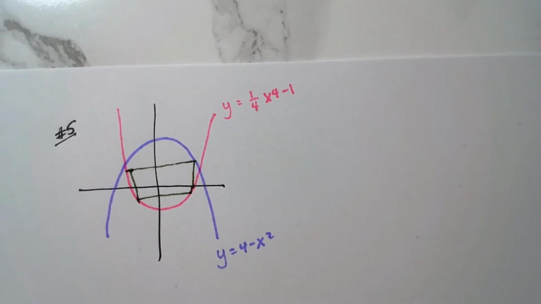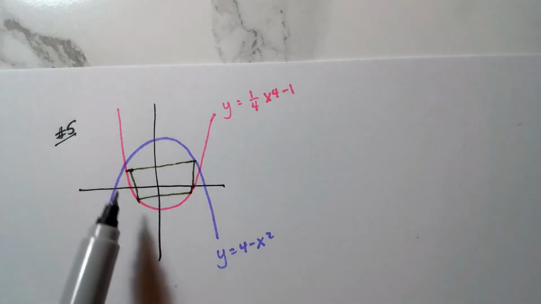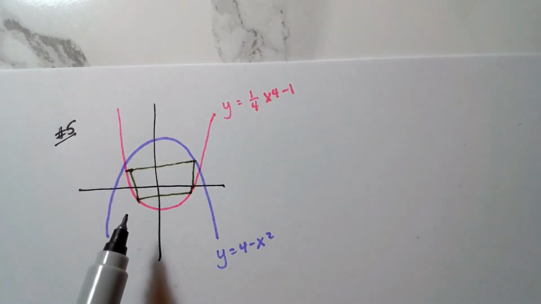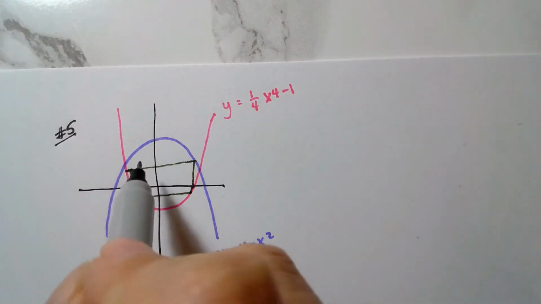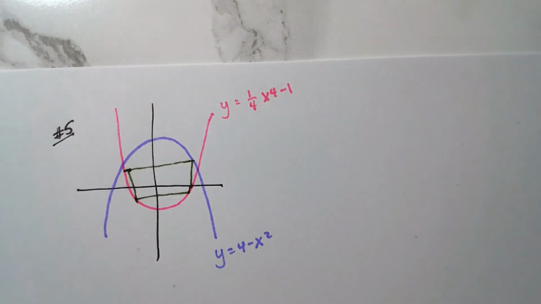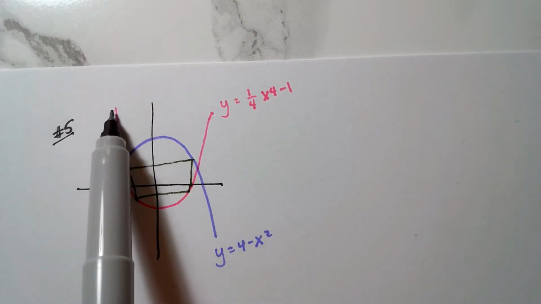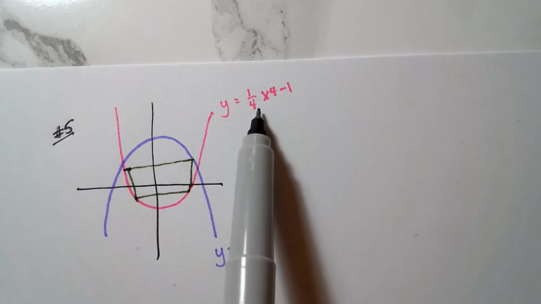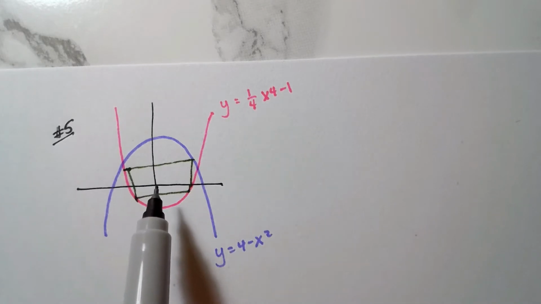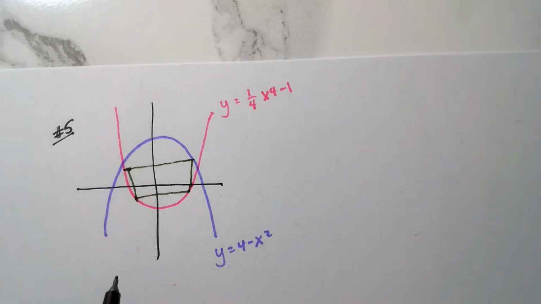Okay, I was asked to do number 5 from the homework from the textbook on optimizing this rectangle between two curves. So that's what I'm going to do. Sad looking picture, I know, but hey, I'm not an artist, okay? And what I do know is that this curve that opens up is the function 1/4 x to the 4th minus 1, and the one that opens down is 4 minus x squared.